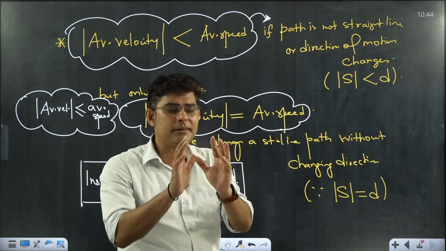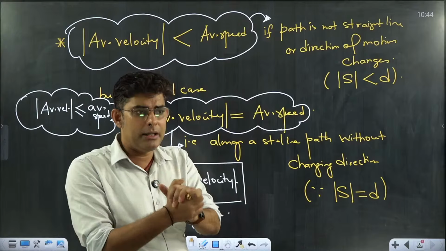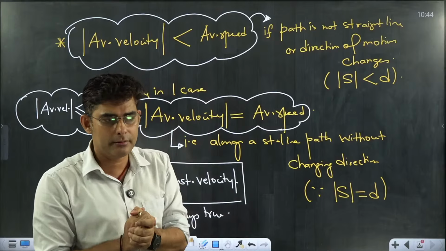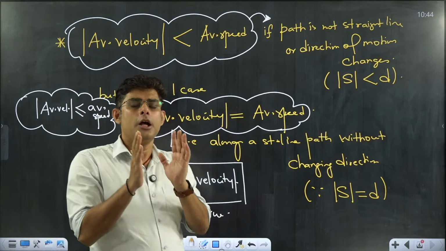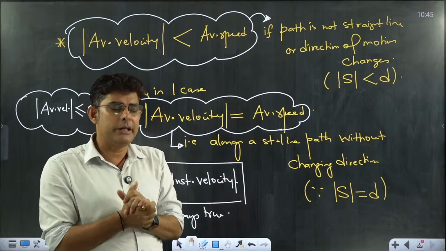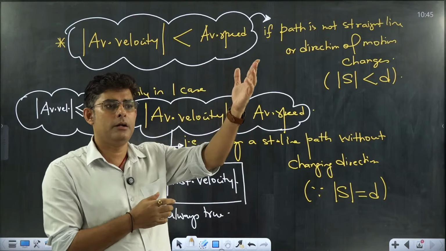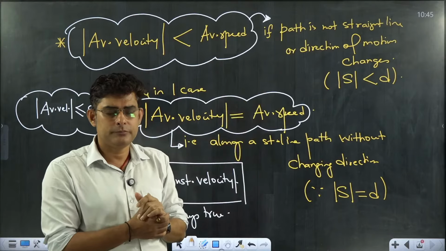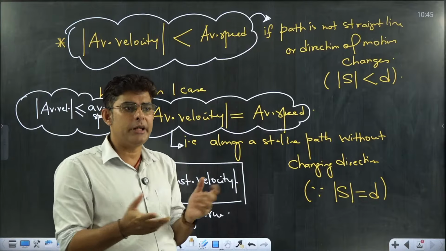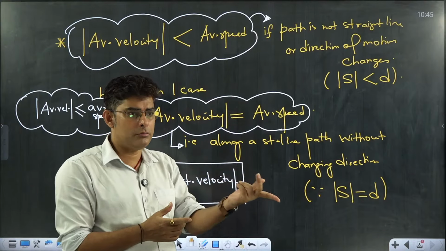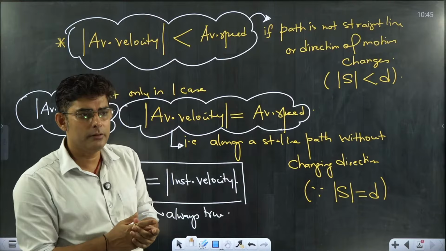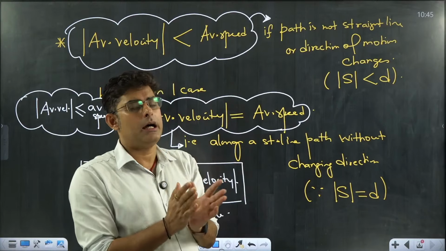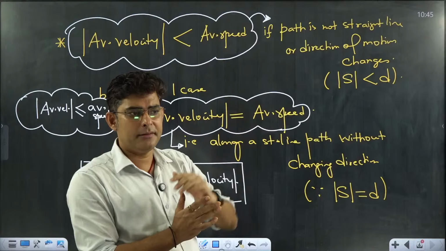Let me try to make this clear with an example. I'll try my level best. Just give me a few moments so that you can listen to me and understand the difference. Suppose you start from your home. Now you think that you have to go to a nearby place, say 10 kilometers away. So you take your scooty or bike, whatever you have, and you start and reach that place.